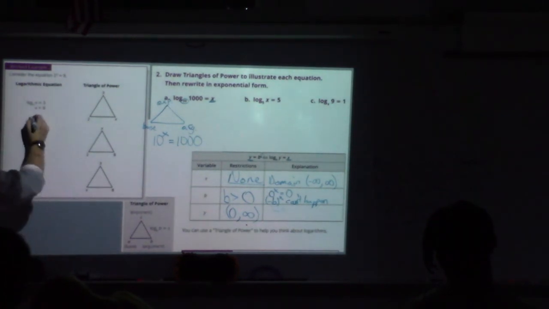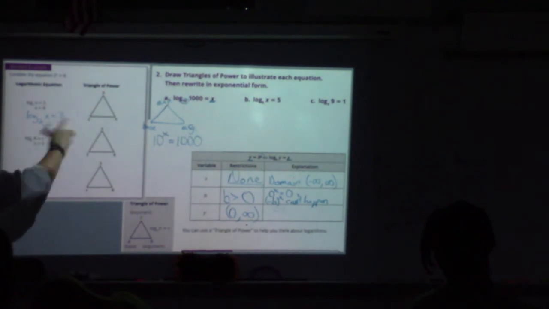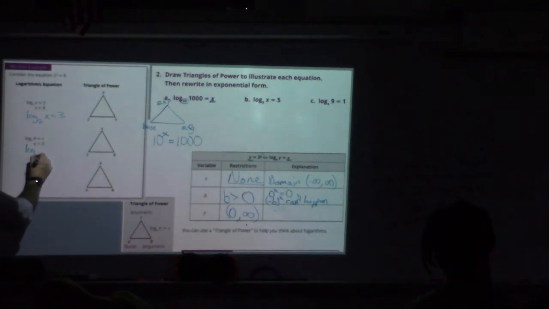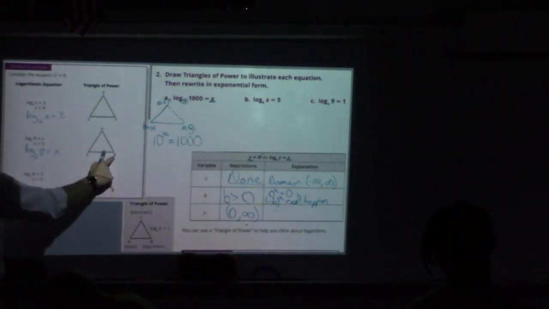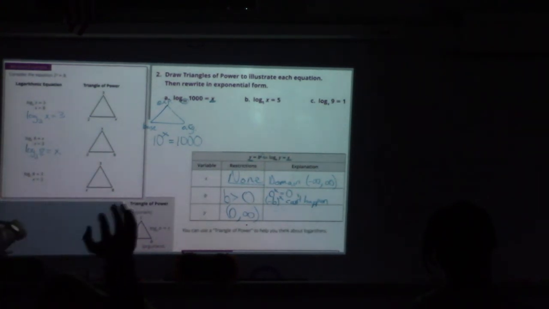Well, but look again at what they had. It was log base 2 of x equals 3. So the base is 2, the argument is x, and the exponent is 3. Here they have log base 2 of 8 equals x. So the base is 2, the argument is 8, the exponent is x. So they have a different logarithmic expression for each of those. That's why it's that way.